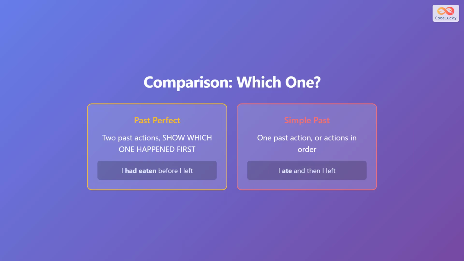Now let us compare past perfect with simple past. Use past perfect when you have two past actions and you need to show which one happened first. For example, I had eaten before I left. But use simple past when the order is already clear or when you are talking about one action. For example, I ate and then I left. The key difference is whether you need to show order clearly.